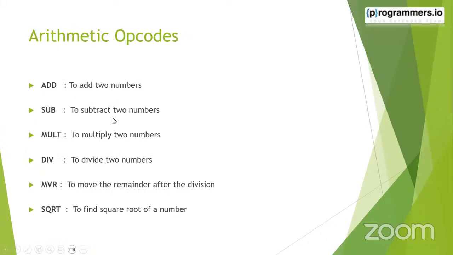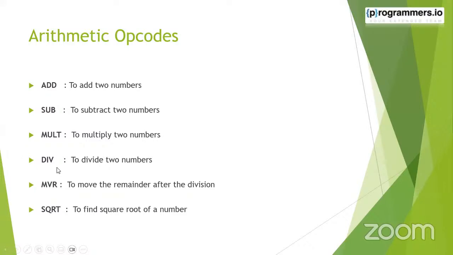We have almost 6 arithmetic opcodes: ADD, SUB, MULT, DIV, MVR, and SQRT. Basically ADD is used to add two numbers. If we want to add two integer variables, we will use the ADD opcode. SUB we will use to subtract the two variables. MULT is used to multiply the two variables, and DIV is used to divide the two numbers or variables. MVR is move the remainder.